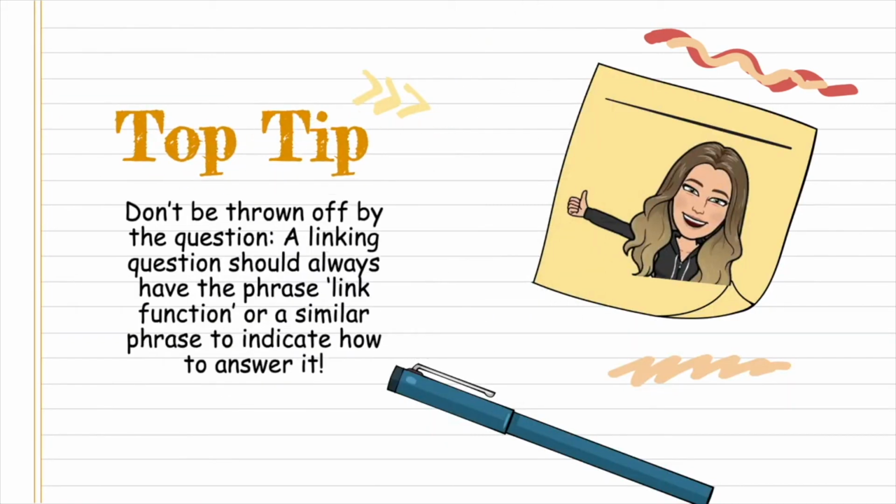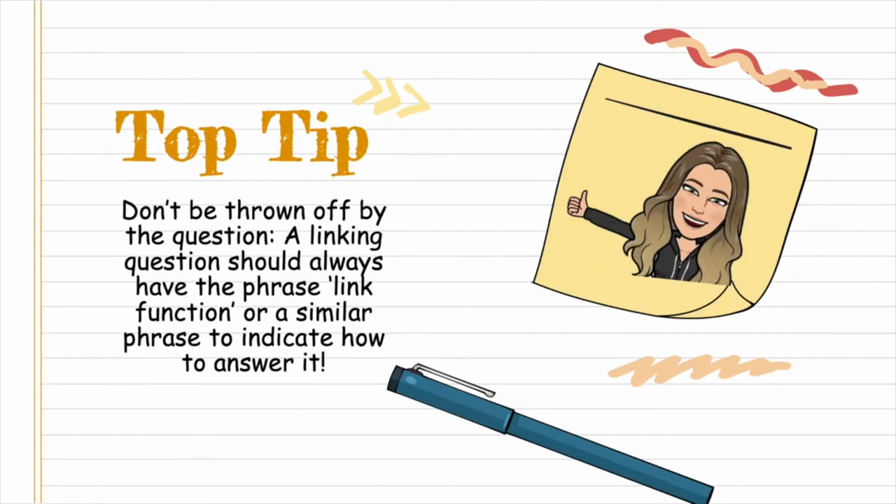So, top tip, please do not be thrown off by the question. A linking question should always have the phrase link, function or a similar phrase to indicate how to answer it. If it has that phrase, you know that you're looking for that sentence straight off the bat, and you're going to provide 2 quotes and 1 sentence that says links back and another sentence that says links forward.